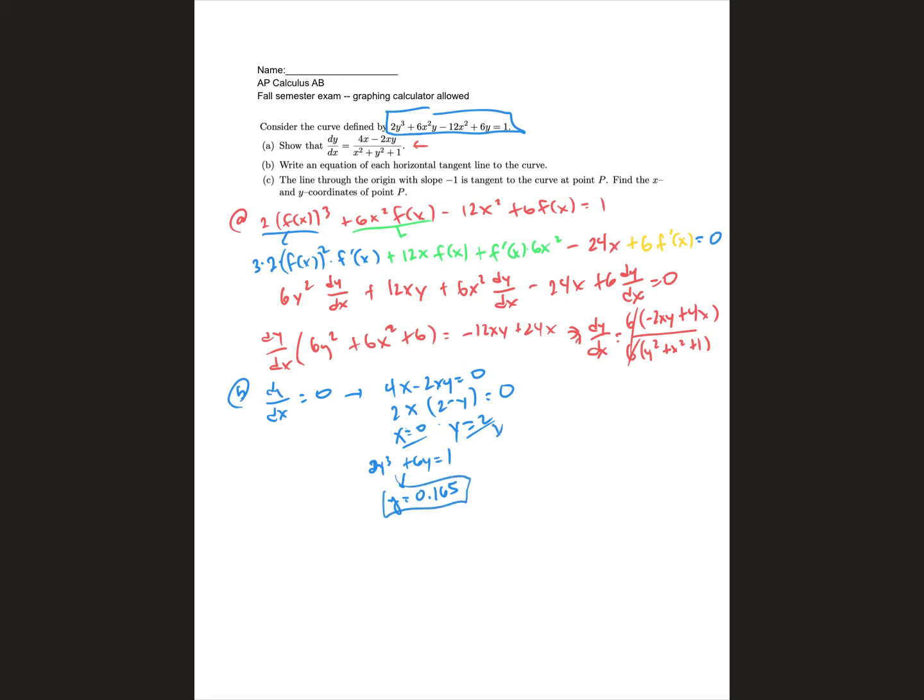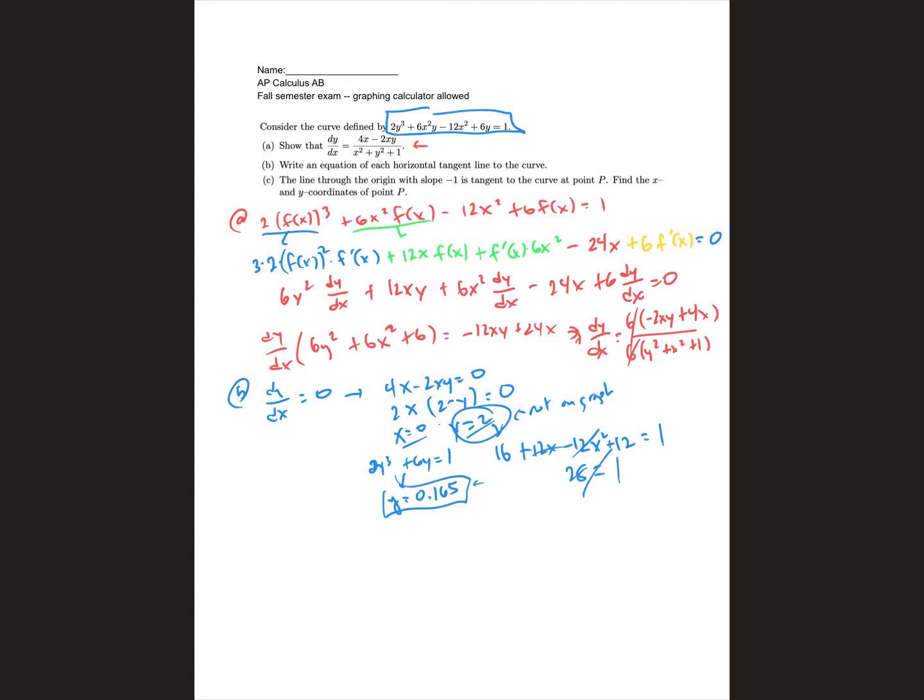So now I need to take y equals 2 and plug that into the original function as well. When I do that, I get 2 times 8, which is 16. And then I get 6 times 4 times x squared, oops, I plug in y equals 2, so 6 times 2 times x squared, so 12x squared, minus 12x squared, plus 6 times 2, which is 12, equals 1. So this tells me basically that 28 equals 1. That never happens. So that means y equals 2 is not on the graph. So the only equation of a horizontal tangent line I have is y equals 0.165.